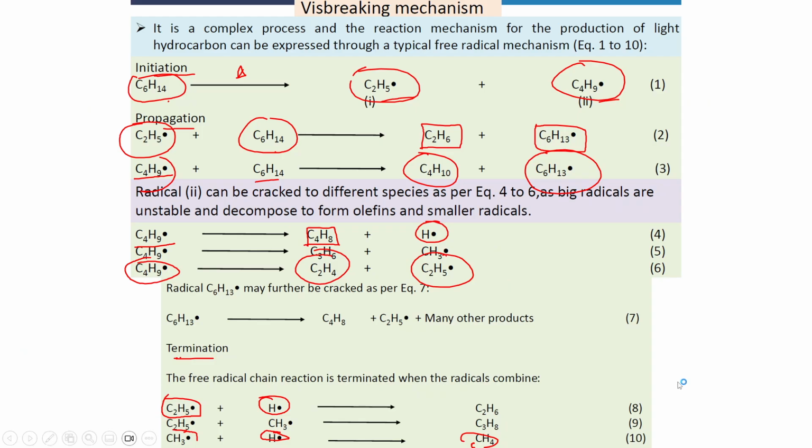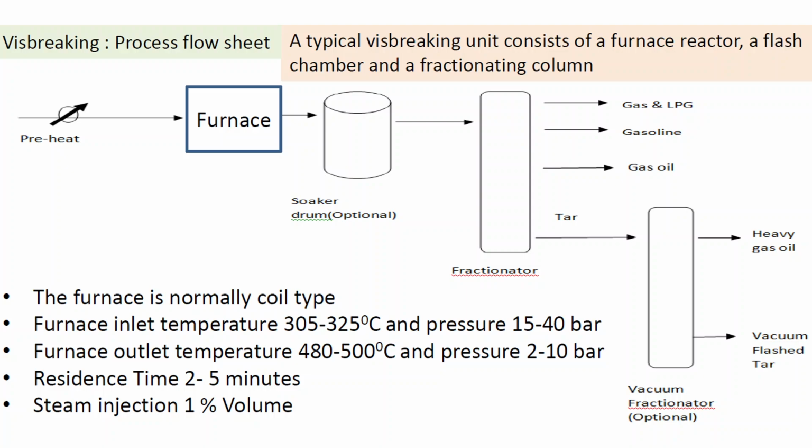So even phase change can also take place. Moreover, a decrement in the viscosity also takes place. So this is a flow sheet of this breaking. We take the preheated feed, which is further taken to the furnace where thermal cracking takes place. And this is a soaker. This we will be talking about further, which is optional as it is written. I will tell you why.